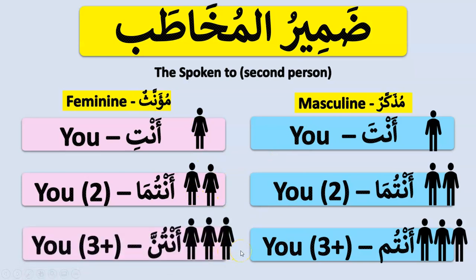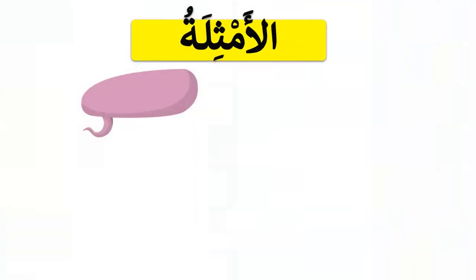All right, if you're talking to a group of females only, you would be saying أنتن. So أنتن representing plural for feminine. That is a group of women, a group of girls. You're going to say أنتن. Let's see more examples about that to make it easier.